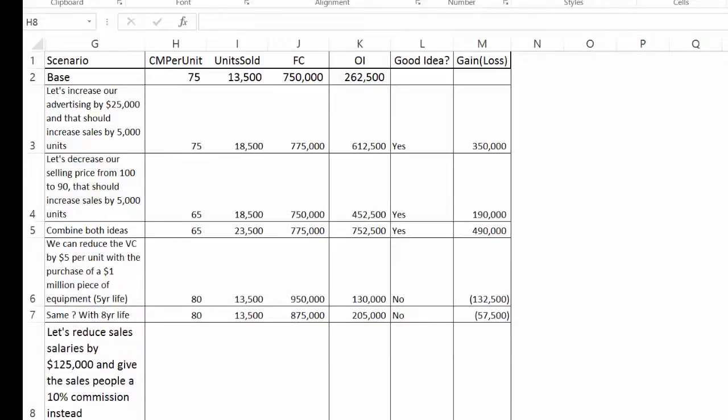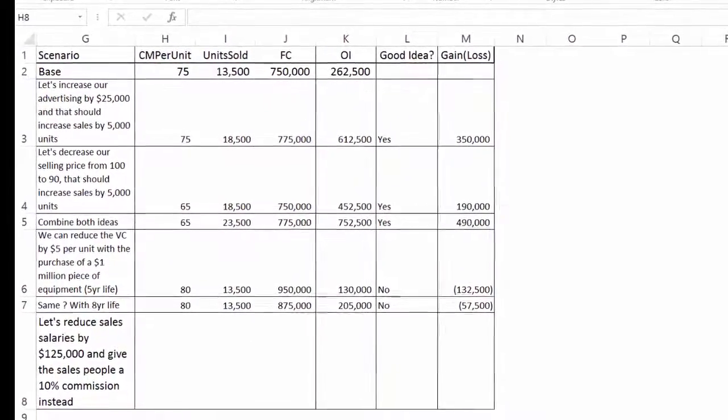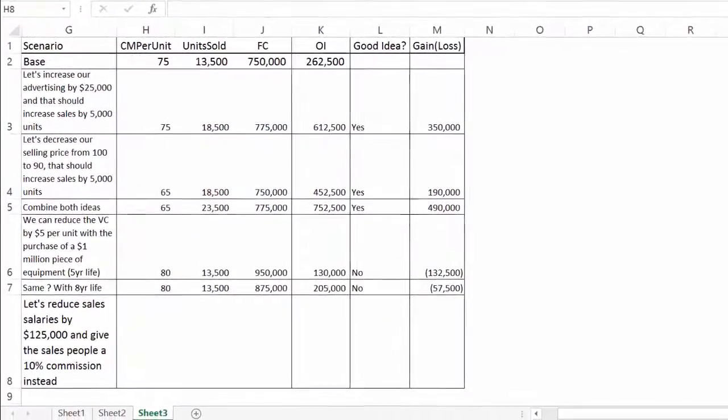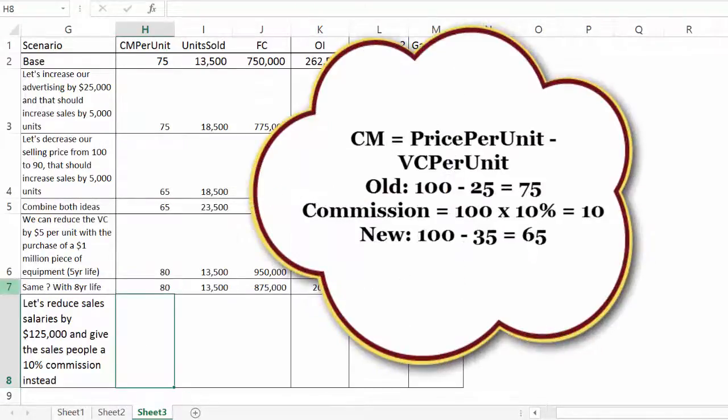We can also decrease fixed cost by increasing variable cost. An example of this is eliminating sales salaries or reducing sales salaries and giving the salespeople a commission. That increases the variable cost. So let's take a look at this scenario. How much does it affect our contribution margin per unit by? Well, if sales is $100 and we're going to give a 10% commission on each unit, that means our variable cost will increase by $10. That means that our contribution margin per unit decreases by $10.